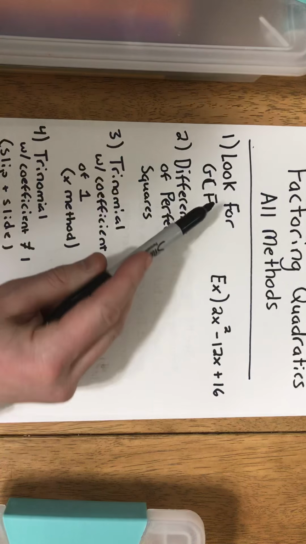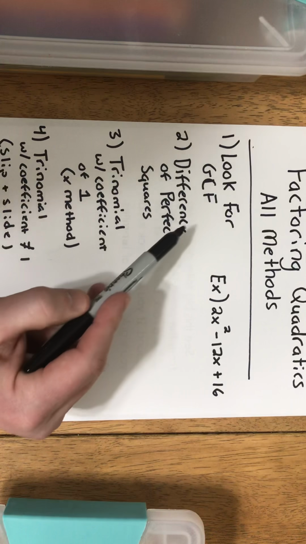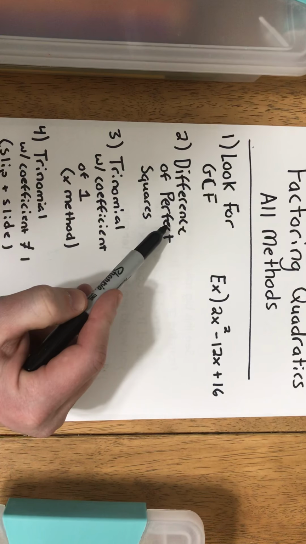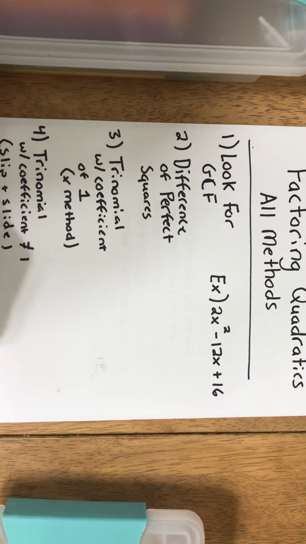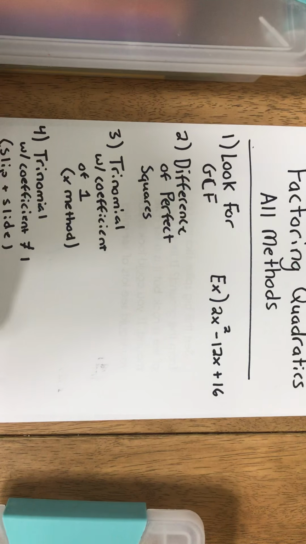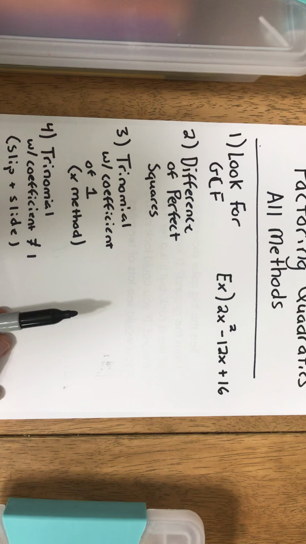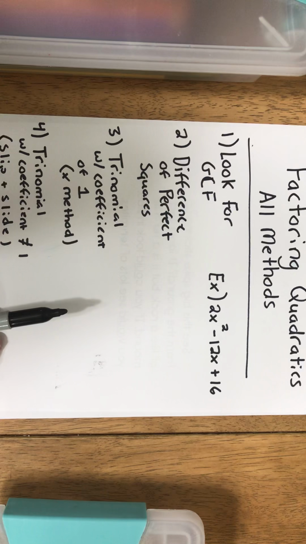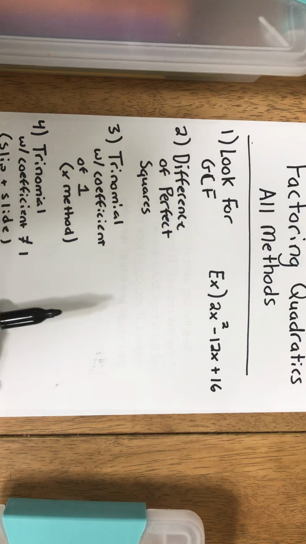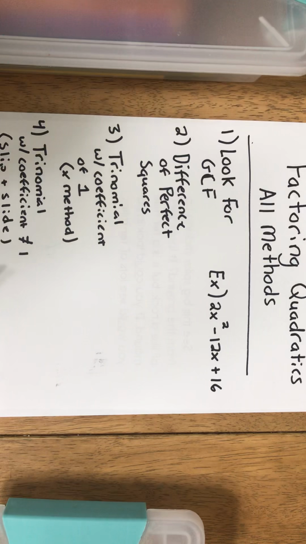So the first thing we want to do is look for a GCF. Then we want to see if there's a difference of perfect squares. If we have a trinomial with a coefficient of 1, in which case we're going to use the x method. Or if we have a coefficient that's not equal to 1, in which case we're going to use slip and slide. So our first example here is 2x squared minus 12x plus 16.